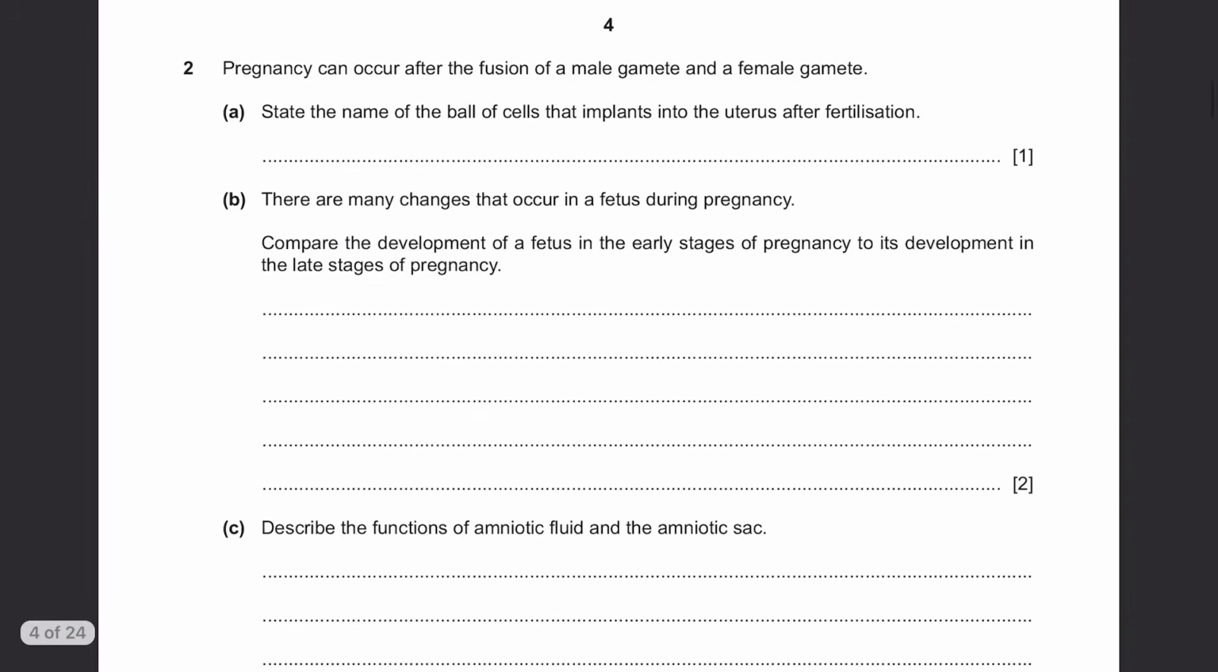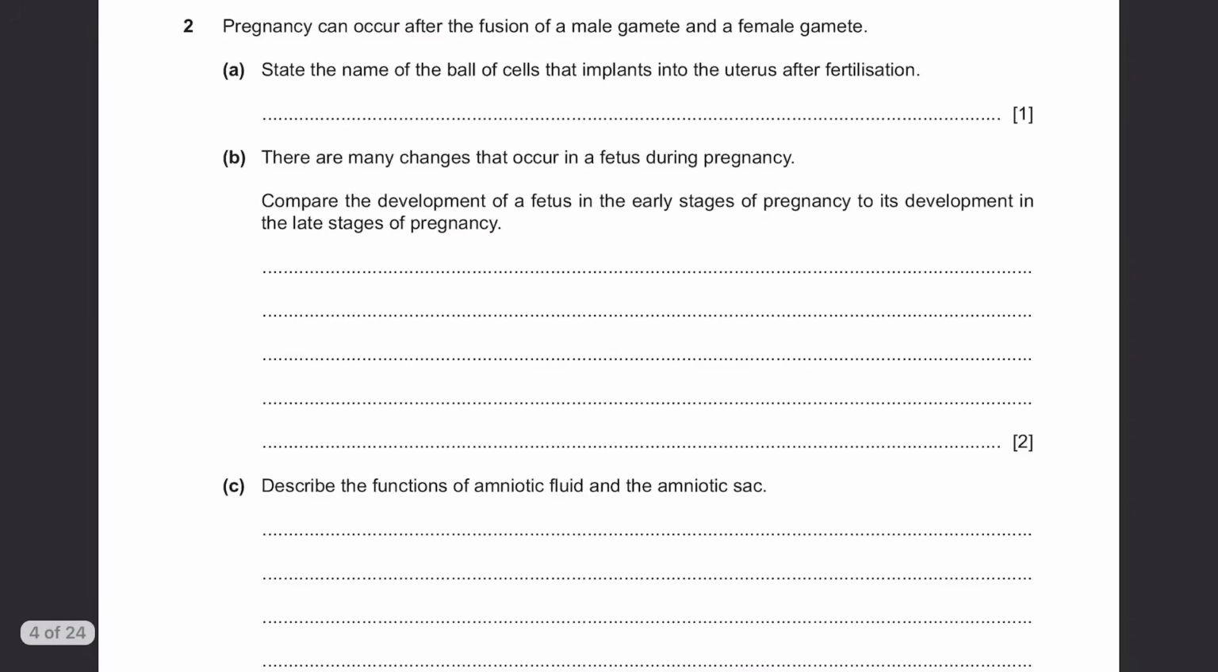Question 2. Pregnancy can occur after the fusion of a male gamete and a female gamete. Part A. State the name of the ball of cells that implants into the uterus after fertilization. The one that implants into the uterus is the embryo.